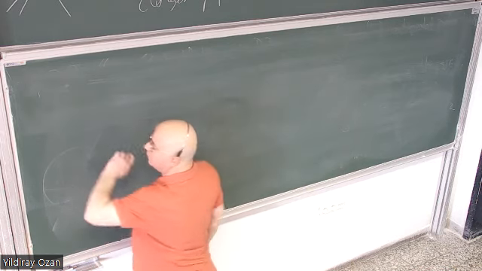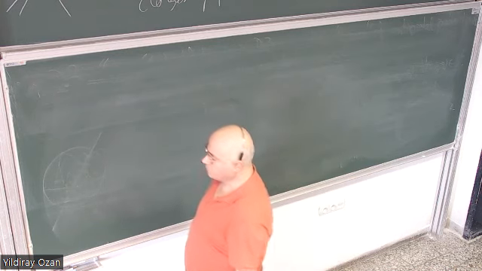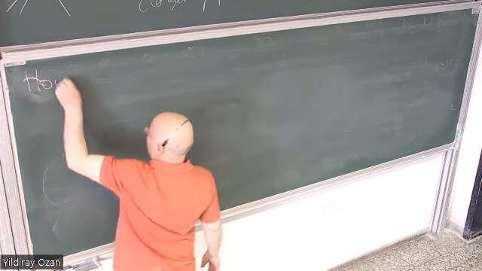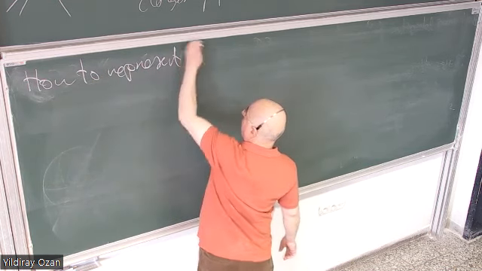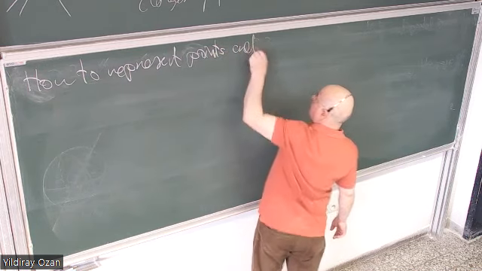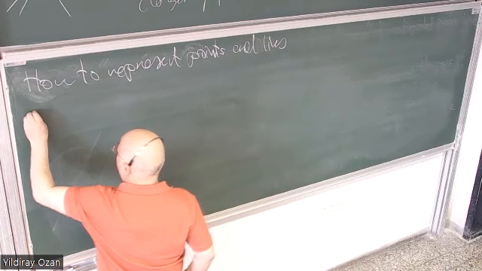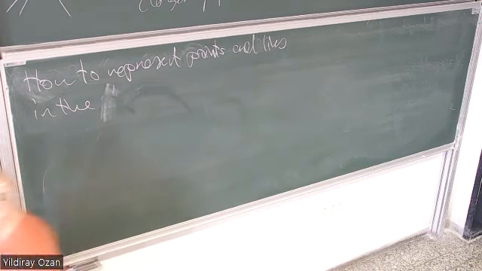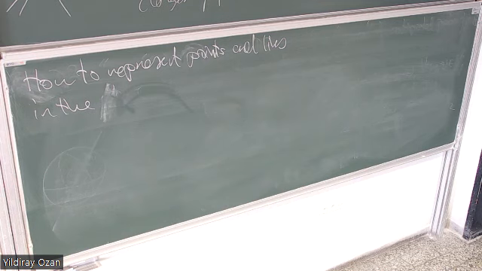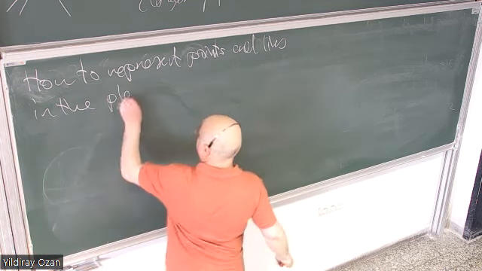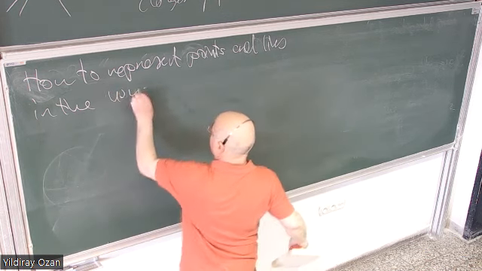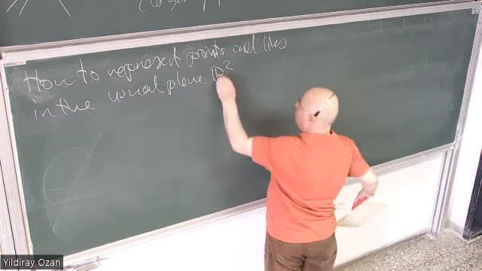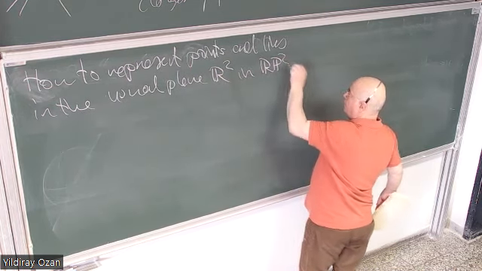Peki şeye bakalım. Düzlemde bir point, how to represent points and lines in the usual plane, usual R2, in RP2. Nasıl yaparız bunu?